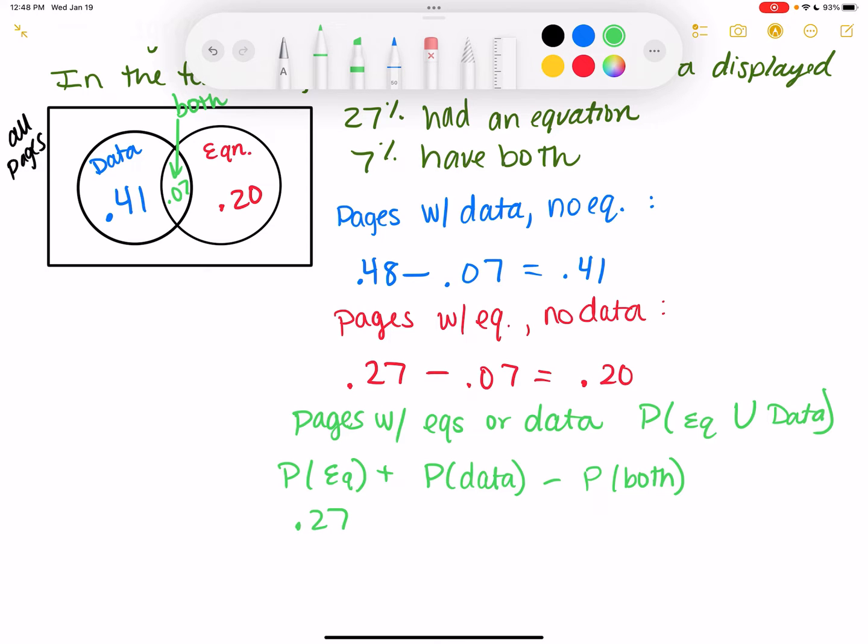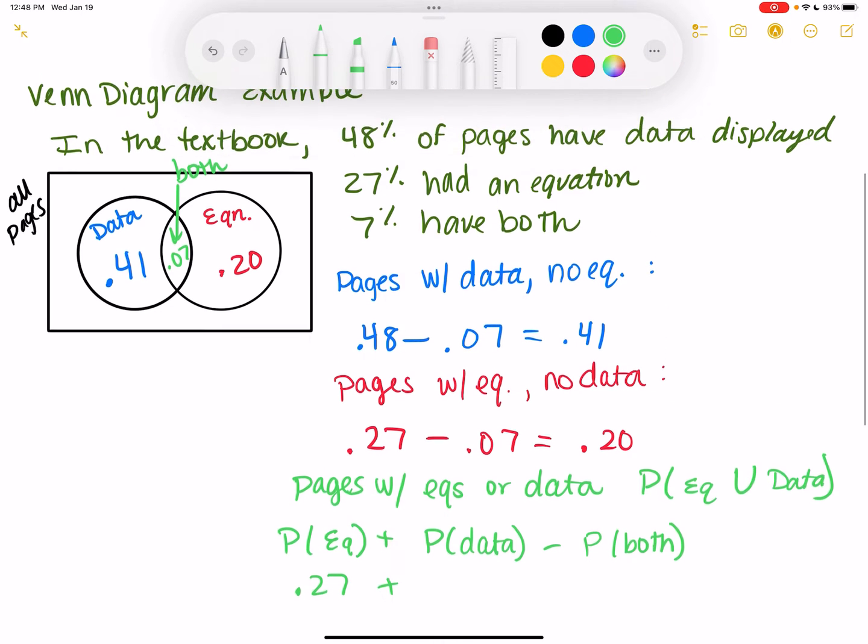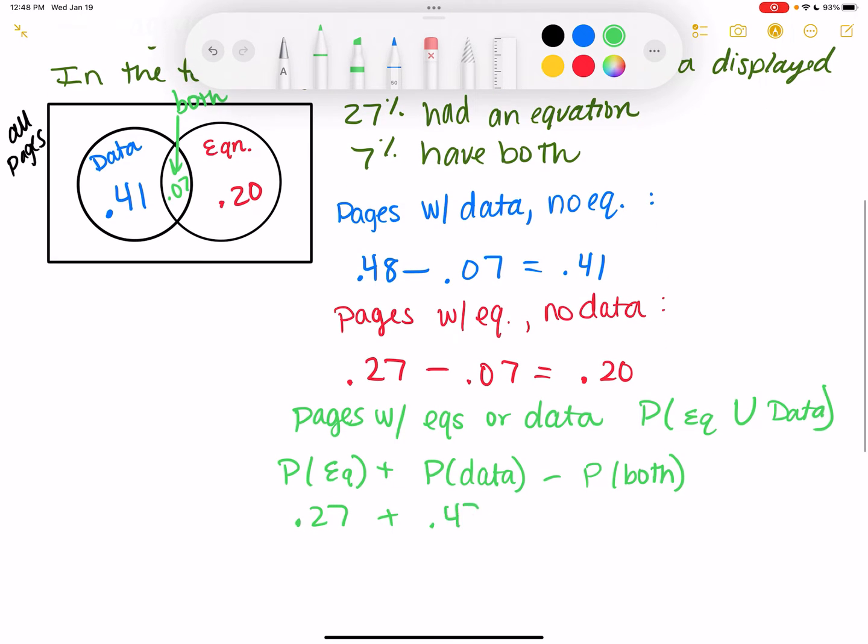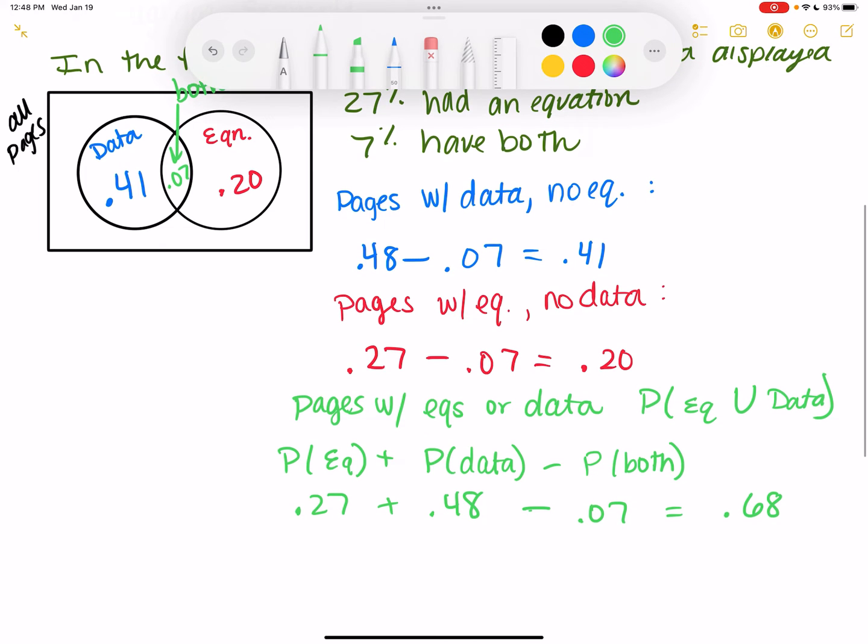The probability of data is 0.48, minus the probability of both, which was 0.07, which is going to give us 0.68. So that's the total area taken up in those circles.